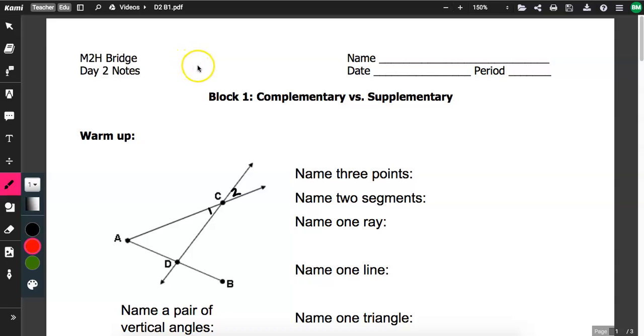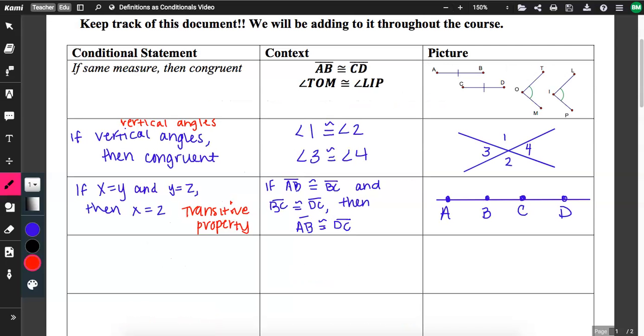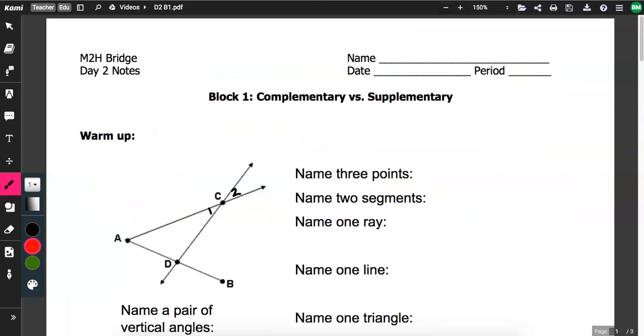Today we're looking at day 2, block 1 notes. We're focusing on complementary versus supplementary angles. And you will definitely want that definitions sheet, the conditional statements list that we introduced yesterday. So here's what it looks like. If you forgot, I would open it either as a separate tab or if you're writing it down on paper, whatever you need to do so that you can easily reference it, because we'll add a few things to that today as well.